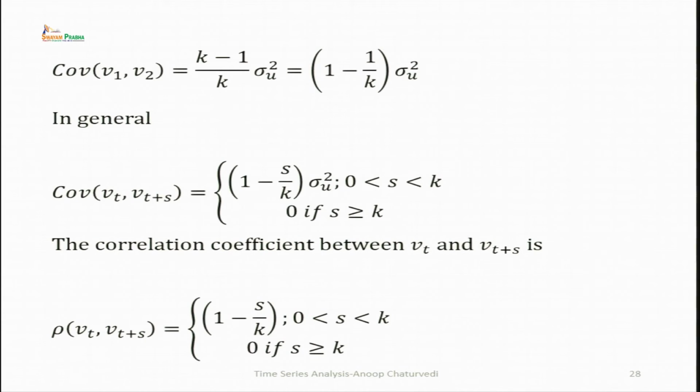In general, if you take the covariance between V t and V t plus s, then this is equal to 1 minus s upon k sigma square u for all s between 0 and k, and for s greater than or equal to k, you get no terms common. So, you get covariance between V t and V t plus s equal to 0. From here you can easily obtain the correlation coefficient between V t and V t plus s, which is given by rho V t, V t plus s.